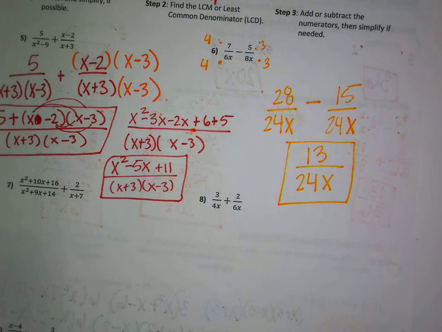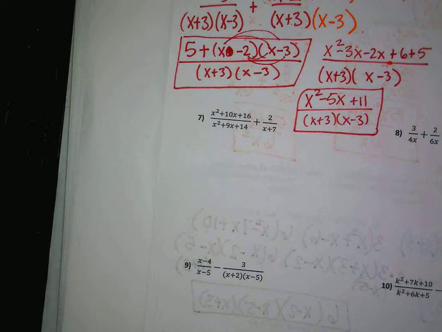Some of them are. All right, go to number 7. Oh my God. Okay, number 7. Shh. It's 13 over 24x, right? Yes. Sorry.